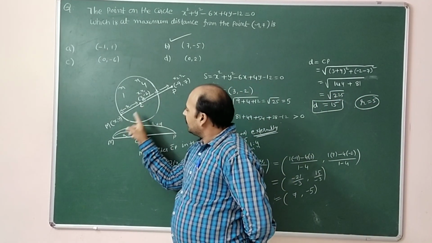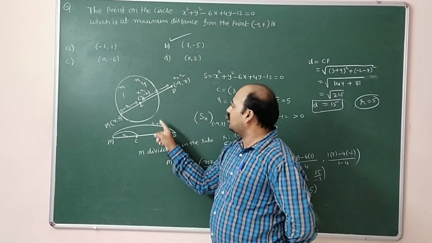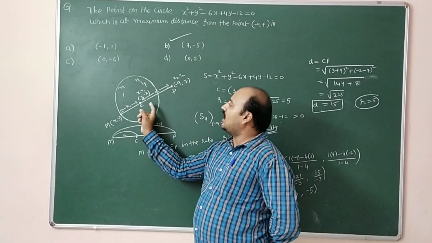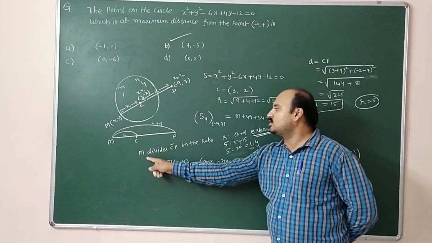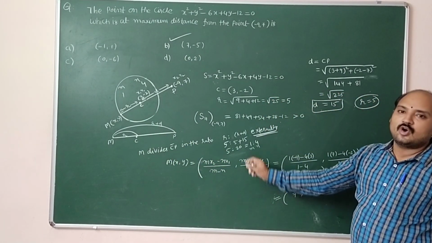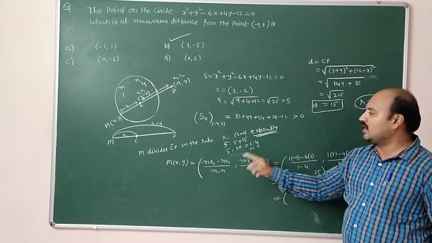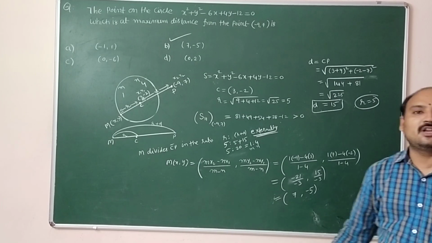So here M divides CP in the ratio of r is to r plus d externally. Why? Because this M point is away from these 2 points. So that is the reason it is external division. So M divides CP in the ratio of r is to r plus d externally, so 1 is to 4. Externally means minus. You can apply the regular formula, get the answer: 7 comma minus 5.